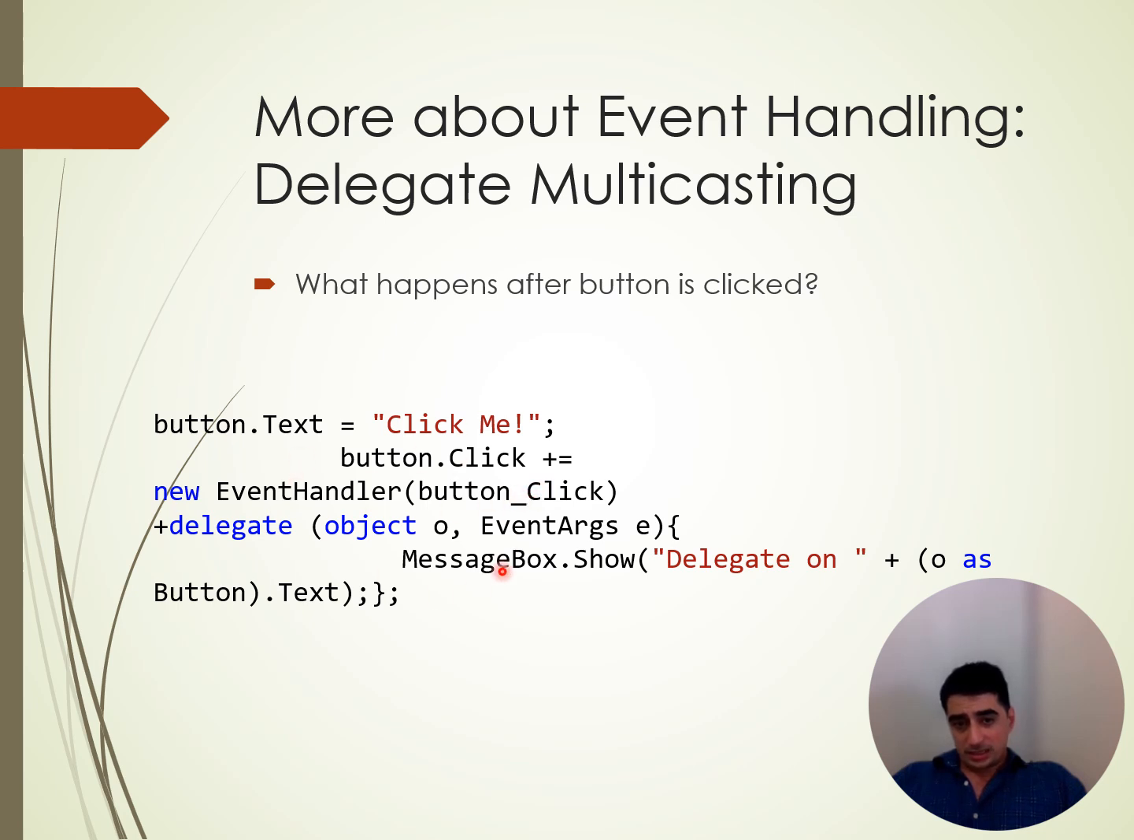So now in this example, I can say, the button.click event, we are going to subscribe to it using a new event handler plus a new delegate, or a delegate that shows this message. So this is going to create a chain of event handlers for that event. Whenever we click on the button, first this event handler is going to be executed, the button click method, and after this button click method returns, a message box is going to appear on the screen, and it's going to show you delegate on click me button, right?